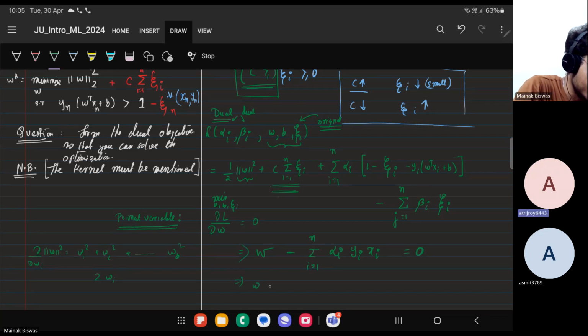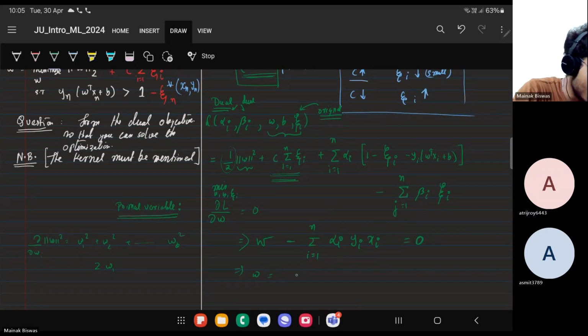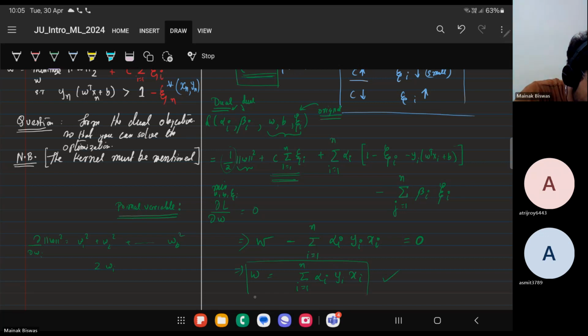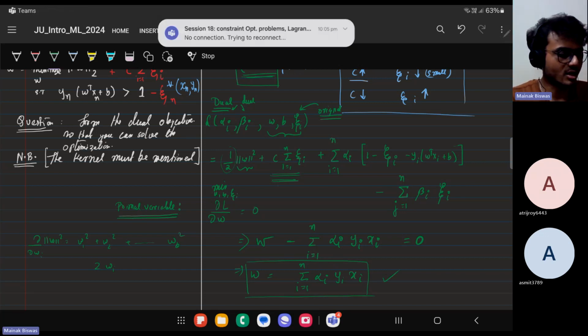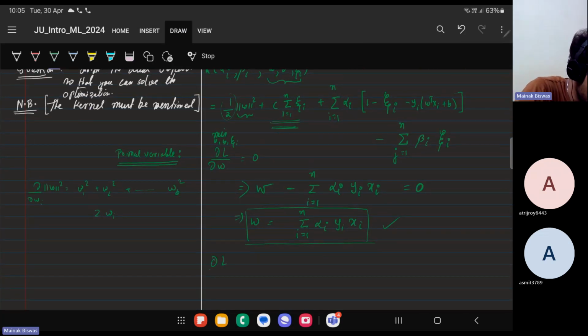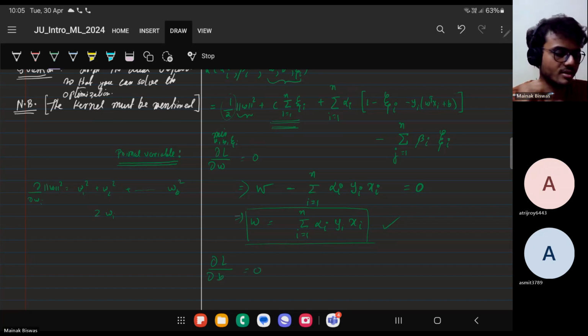Why did you remove the 2? Half is there, right? Acha. That's why I brought in the half, so that I can remove the 2 at the end. This is one equation I got. Very important. I'll keep it till the end. Then what do I get? Next equation will be dL/db equal to 0. Yes or no? What will I get from dL/db equal to 0? Tell me.